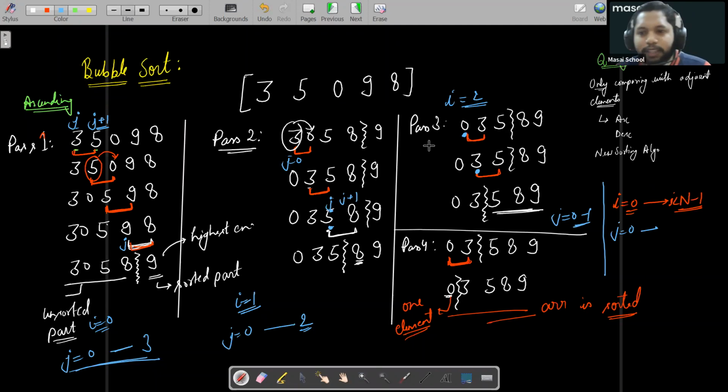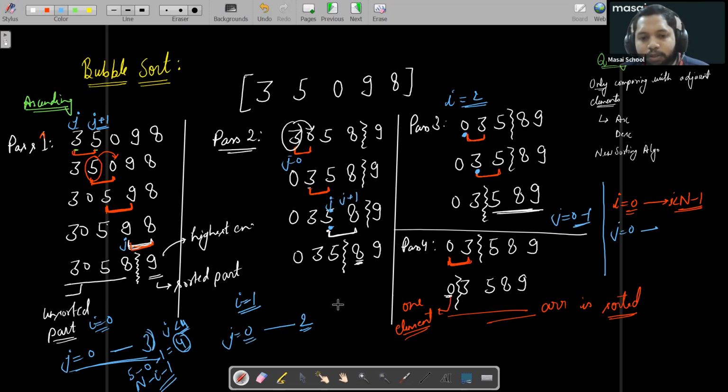So here you guys can see it is n minus i minus 1. j is going till n minus i minus 1. So what is n here? 5. i is here 0 and minus 1. So 5 minus 1 is 4. And my j is less than 4. That means it is going till 3, right?